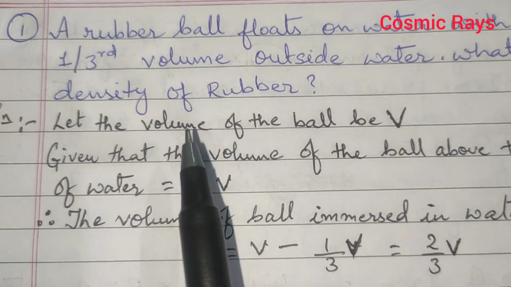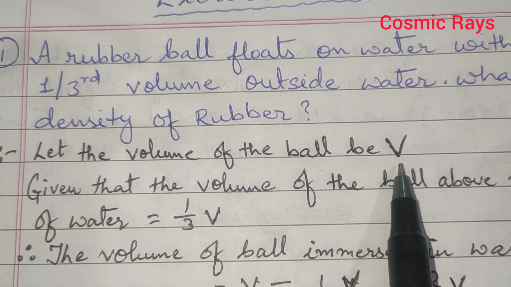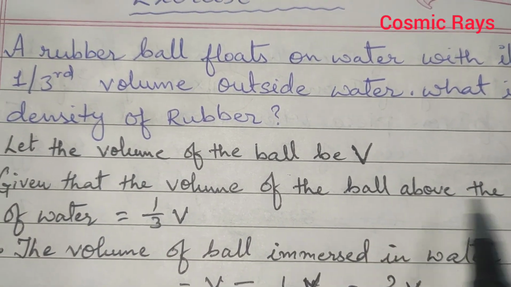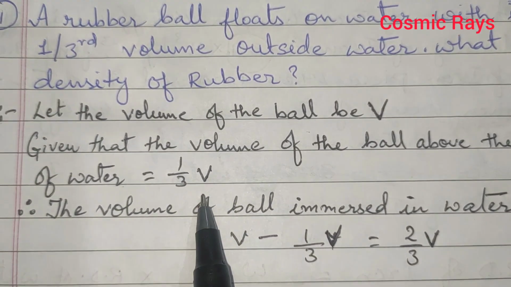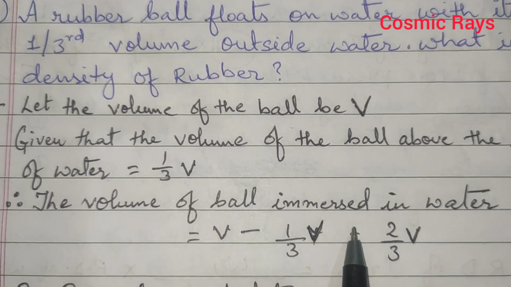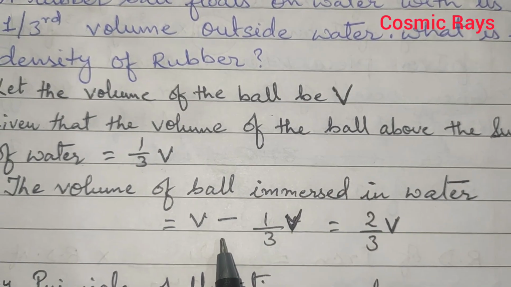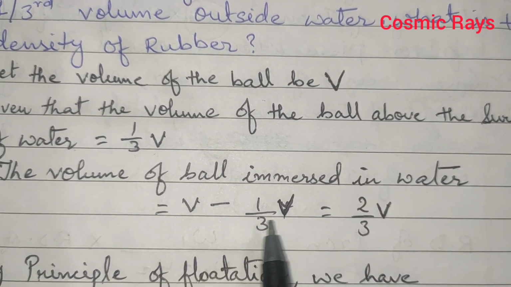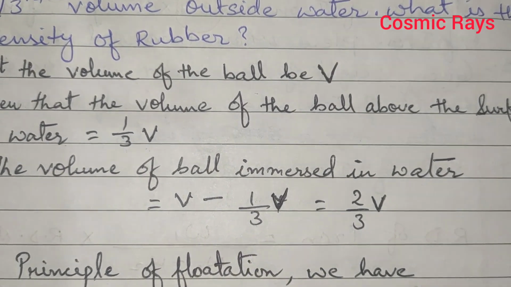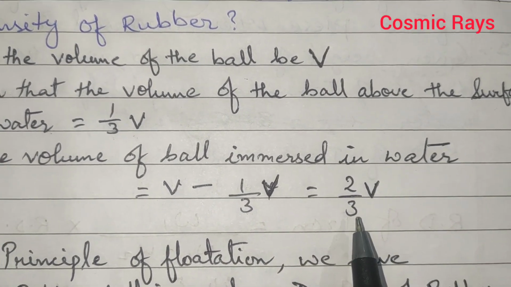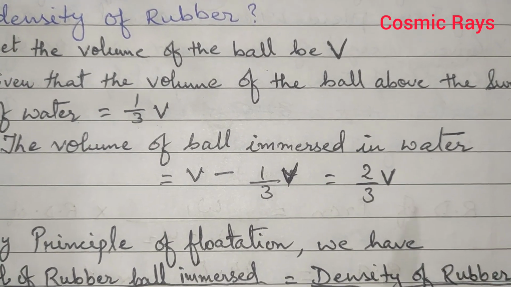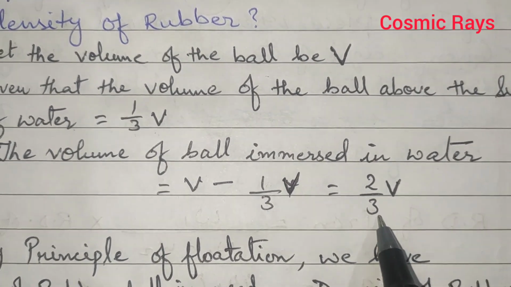We have assumed that let the volume of the ball be capital V, and it's given that the volume which is above the surface of water is 1/3 of the total volume, that is 1/3 of the V. So the volume of ball which is immersed in water will be total volume minus the volume which is above, that is V minus 1/3 of V. So we get 2/3 of the volume which is immersed in the water.